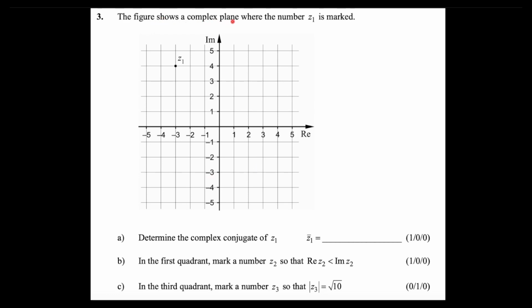The figure shows a complex plane where the number Z1 is marked. Determine the complex conjugate of Z1. You just write it here. In the first quadrant, mark a number Z2, so that the real part of Z2 is less than the imaginary part of Z2. In the third quadrant, mark a number Z3, so that the absolute value of Z3 is exactly equal to the square root of 10. I want to wait for you.